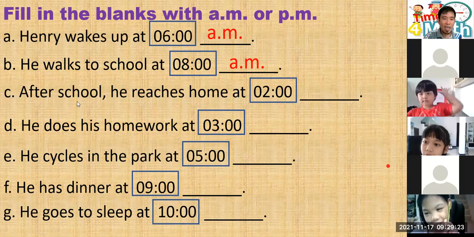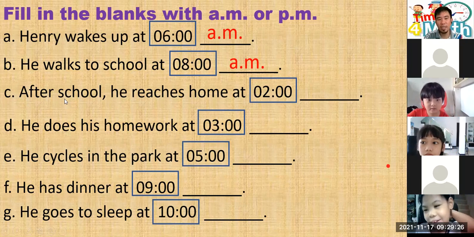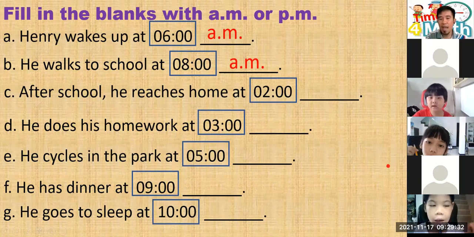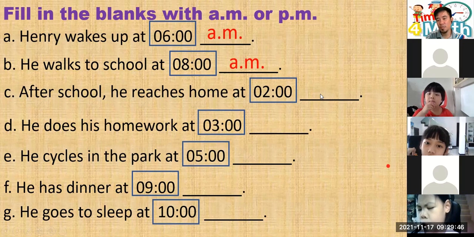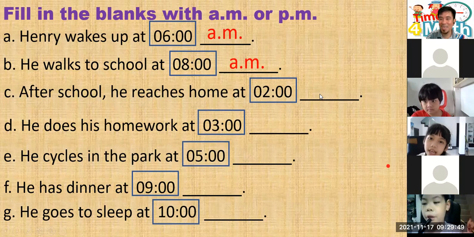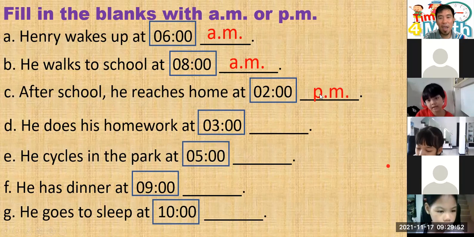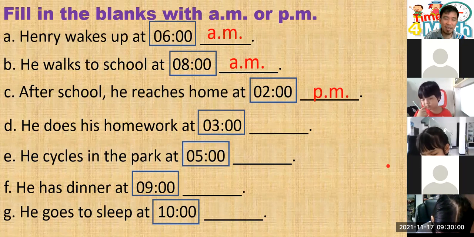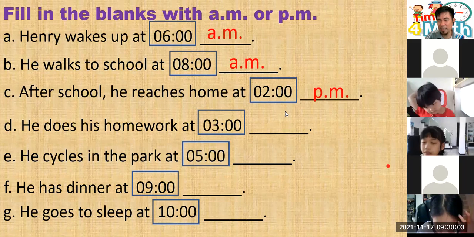Okay, letter C. This one is after school. He reaches. Again, is this word reaches? Okay, reaches. Again, after school. Afternoon school, at 2 p.m. Okay, p.m. because it's afternoon. If afternoon we write p.m. If morning we write a.m. That means before noon, a.m. Okay, pencils up. It's very easy.